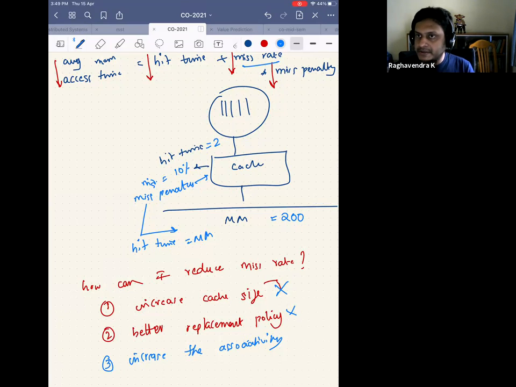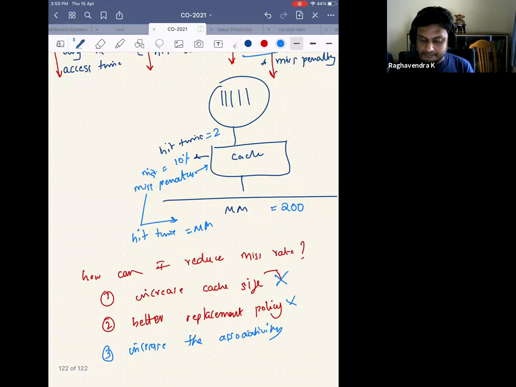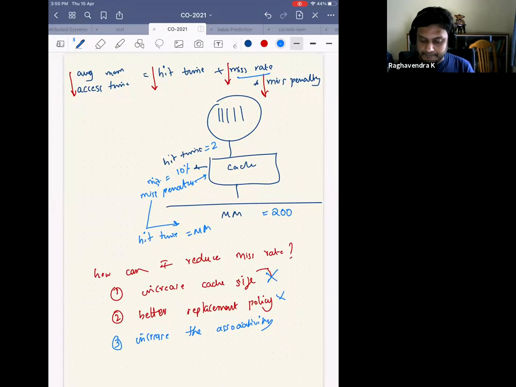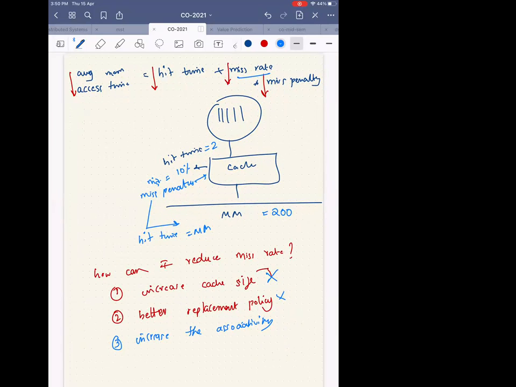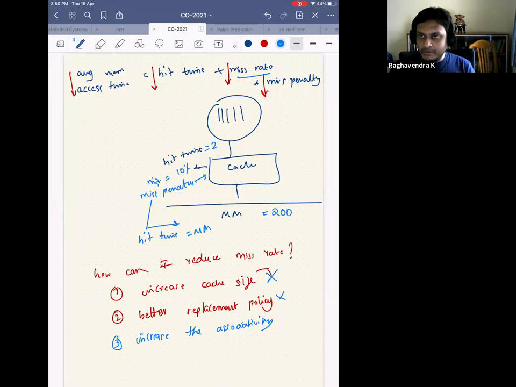Can I do something else other than this? Let's say I can't increase the cache size. I can't do a better replacement policy. I can't increase the associativity. Can I do something else? So the other category of misses are the cold misses in the beginning. So if there's any way to fix that. Yeah, one is fix the cold misses. Any other misses that you want to fix?